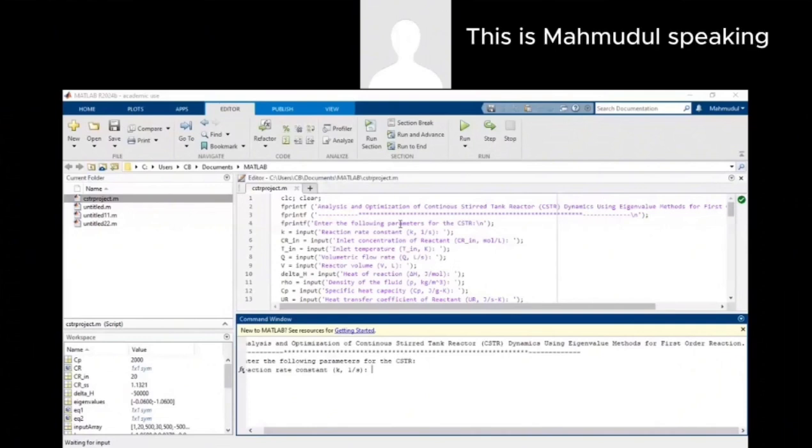Hello, I am Mahmoud Hassan. As my colleagues already stated, we developed a mathematical model to analyze the dynamics and stability of a continuous stirred-tank reactor based on the eigenvalue and eigenvector approach.